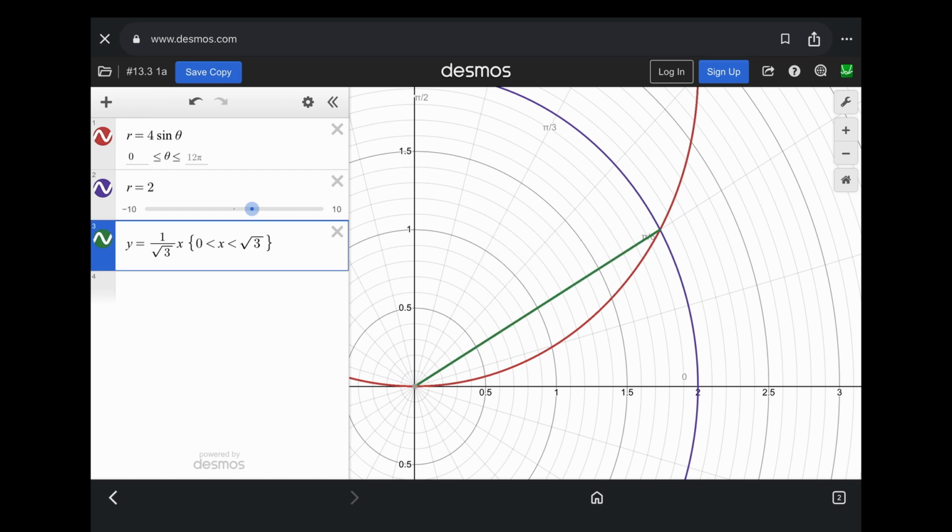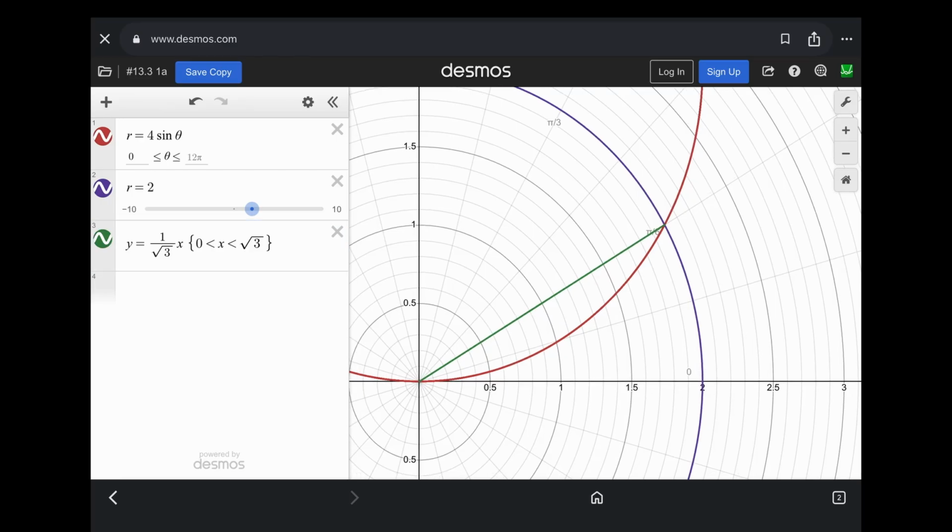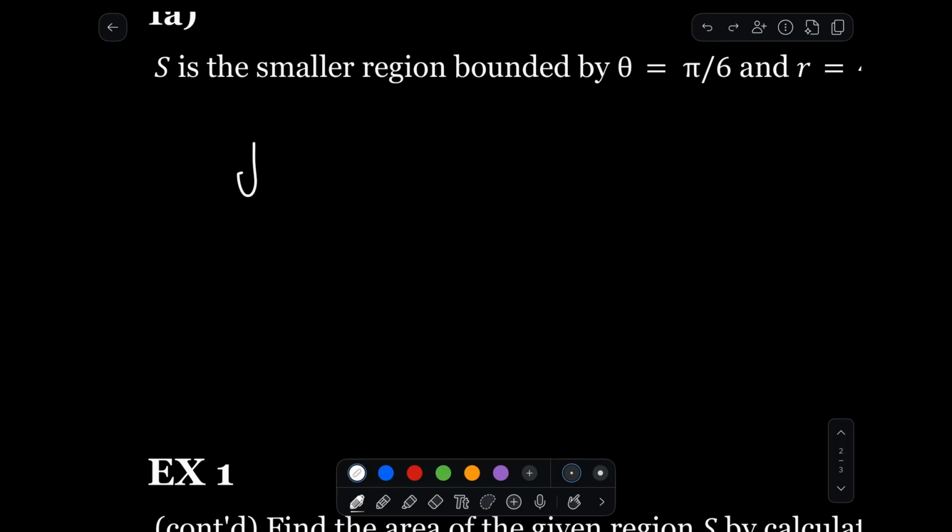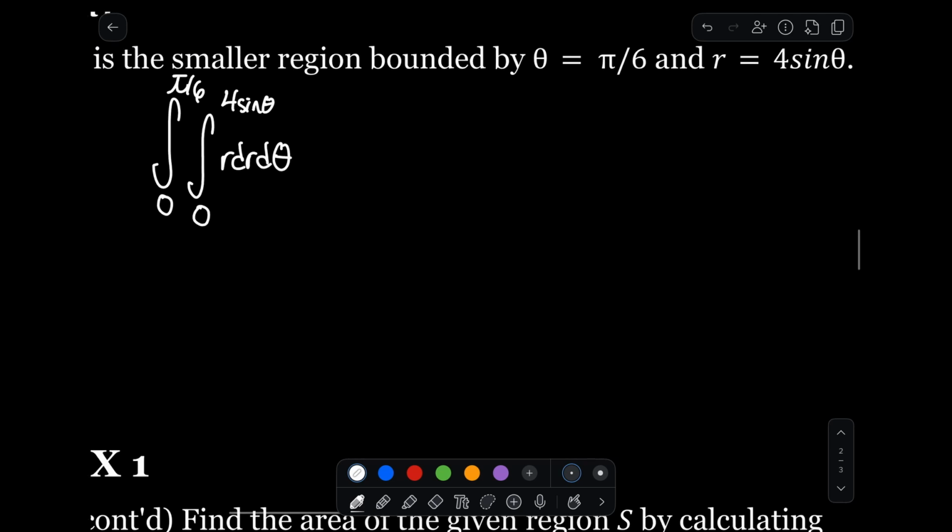We want to calculate from 0 to pi over 6 for our theta, and from 0 to 2, or no, 0 to 4 sine theta, excuse me, for our r, right? So now we can go back to here. We can do 0 to pi over 6, 0 to 4 sine theta, r dr d theta. Now we can do our integration.